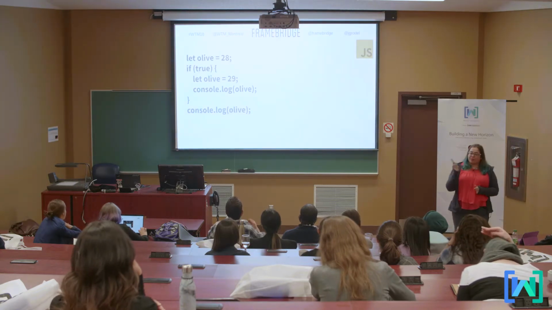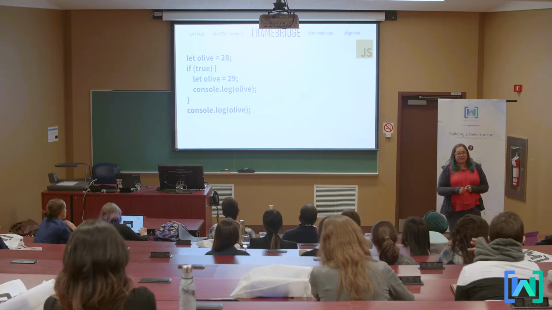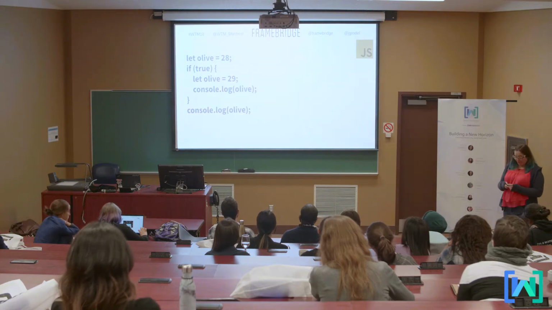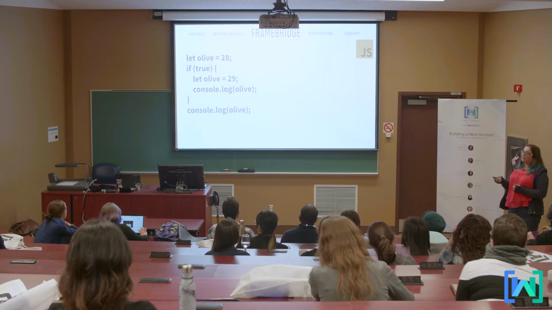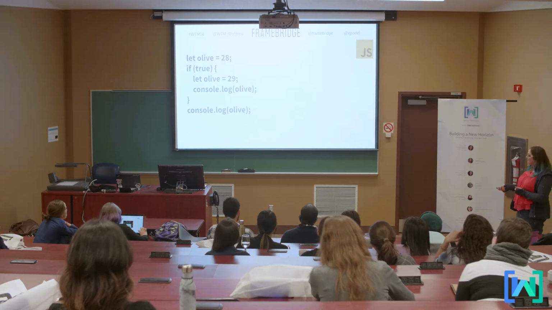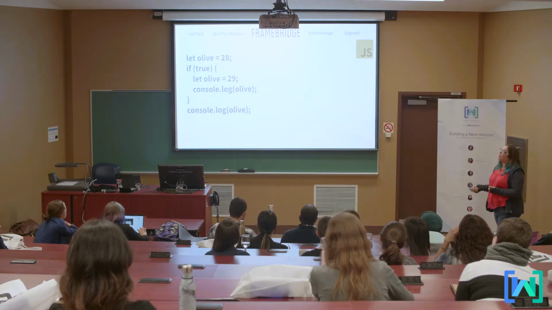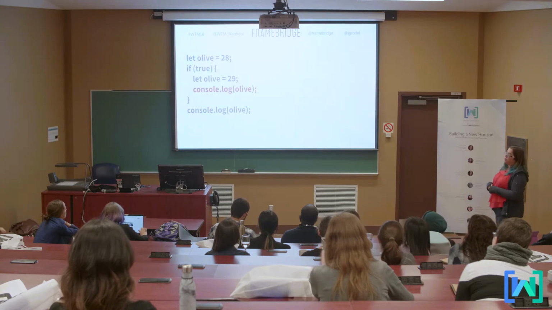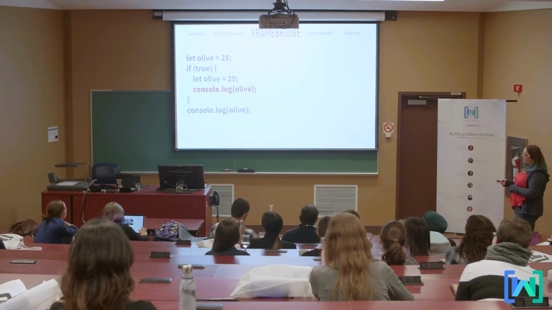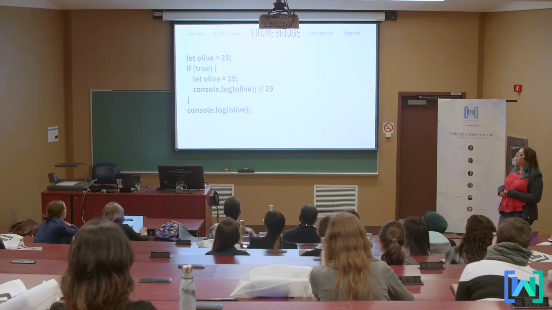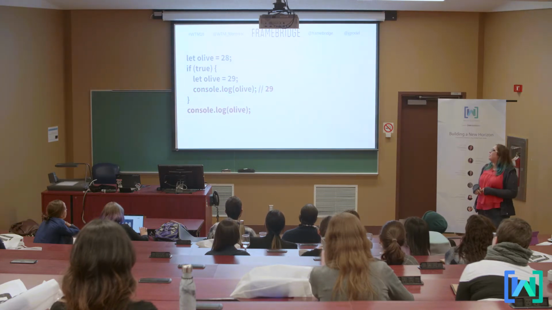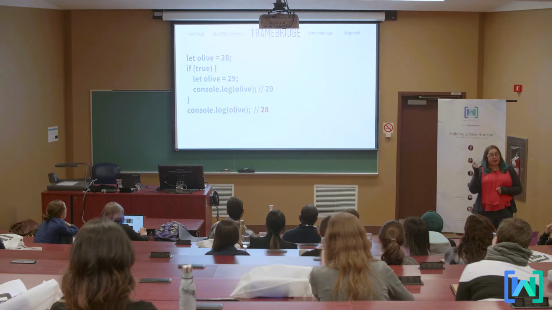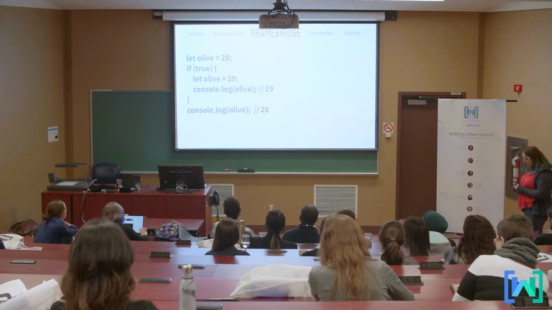We had an example earlier with var like this, with an if statement, a silly little if true. Here's how that works with let. So I'm going to say let olive equals 28, and we'll go into this if true, and we'll set up let olive to be 29. Then if we console log out olive, we'll get 29. And if we come out of this if statement, we'll also get our original value, that 28.